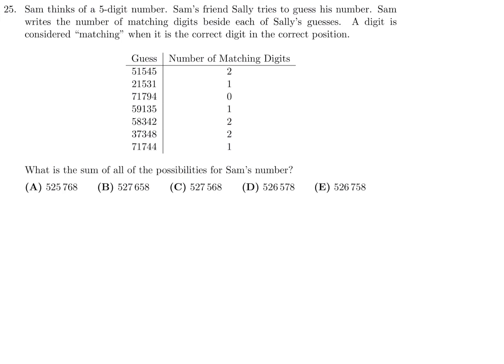Sam thinks of a 5-digit number. Sam's friend Sally tries to guess his number. Sam writes the number of the matching digits beside each of Sally's guesses. A digit is considered matching when it is the correct digit in the correct position. What is the sum of all possible values for Sam's number?